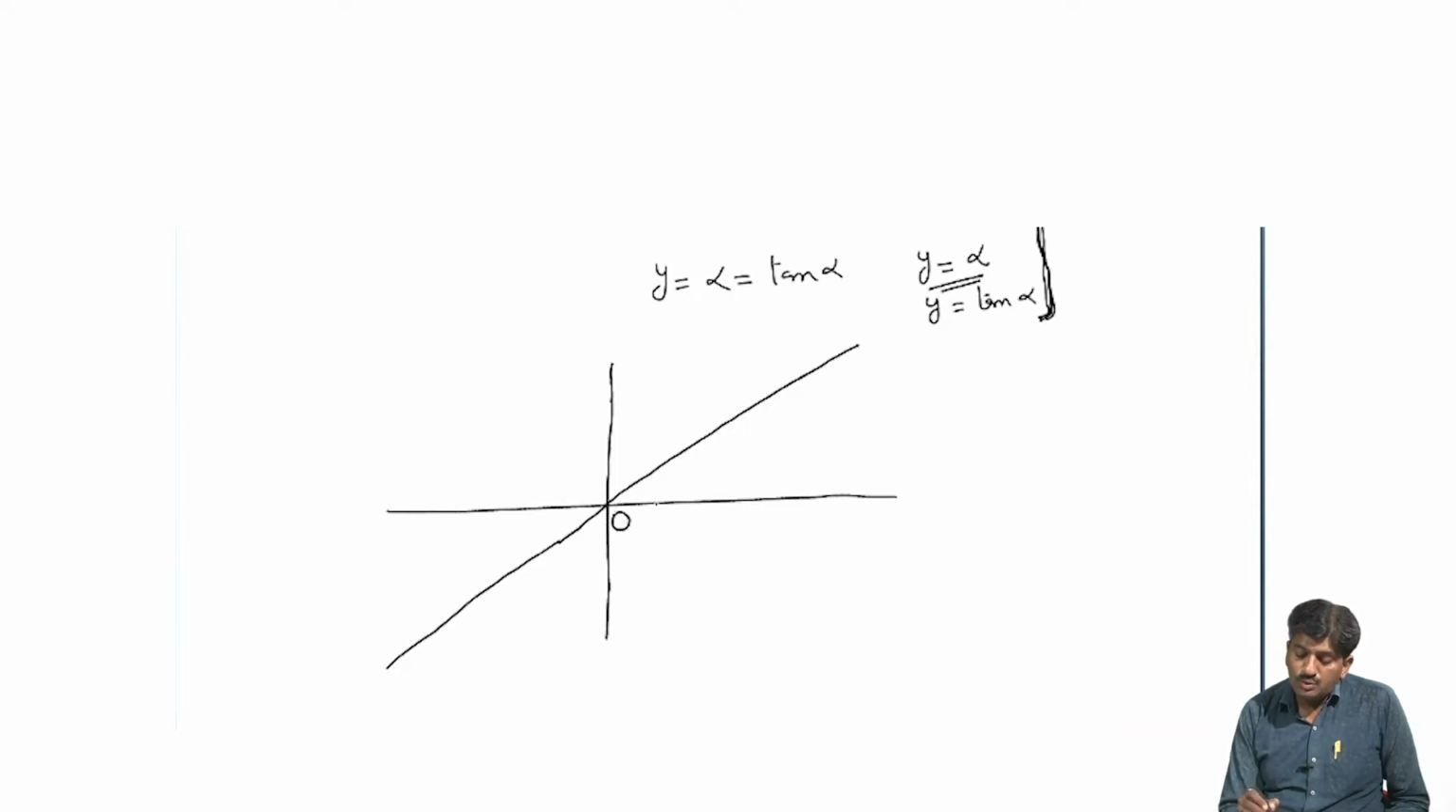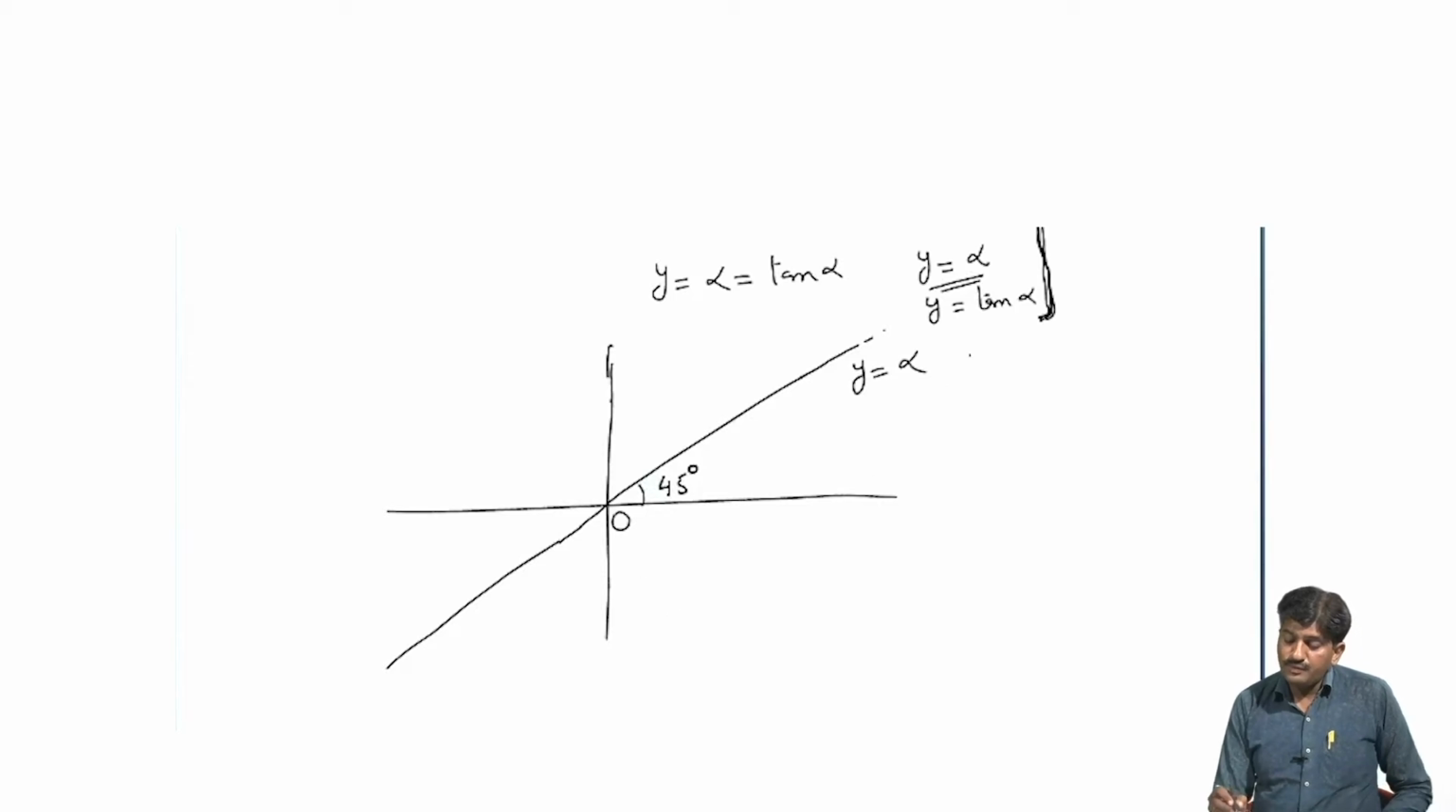This is origin O, this equation is y equal to alpha, and y equal to alpha represents an angle of 45 degrees. If we compare with y equal to mx plus c, c equal to 0 represents that it passes through the origin, and in y equal to alpha, m equal to 1, which means this line makes an angle of 45 degrees. This line represents y equal to alpha, and now y equal to tan alpha.